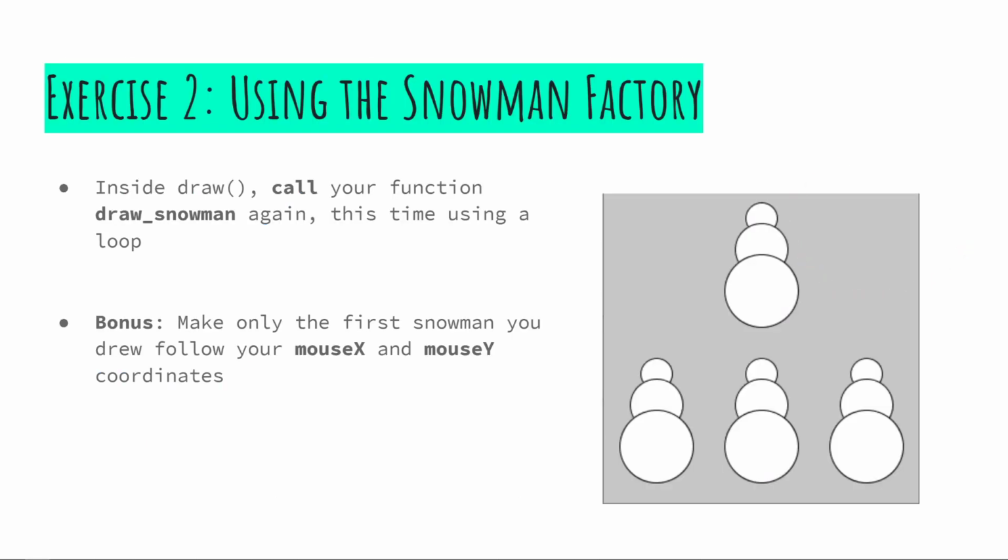So this exercise is using a snowman factory. So inside draw, we'd like to call our function draw snowman again, but this time using a loop. So there's your same function that you had for draw snowman. We'd like you to use it again to draw several snowmen. So we have on screen there 3 snowmen on the bottom and 1 on top. Bonus kind of exercise within this is make one of those snowmen follow your mouse X and mouse Y coordinates and make all the others sit in fixed positions. So again, I'm going to turn off my audio and give you guys about 5 minutes to work on that.